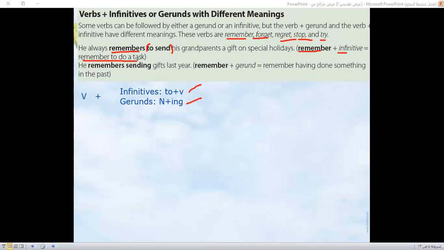The focus here is on what? On the sending. To send. Okay? Let's see if it was followed by the gerund, which is the word with the ing. He remembers sending gifts last year. Mostly, not always, mostly when I use one of those verbs and then it's followed by the ing, it means in the past. Sometimes, not all the time. It means in the past. So he remembers sending gifts last year.